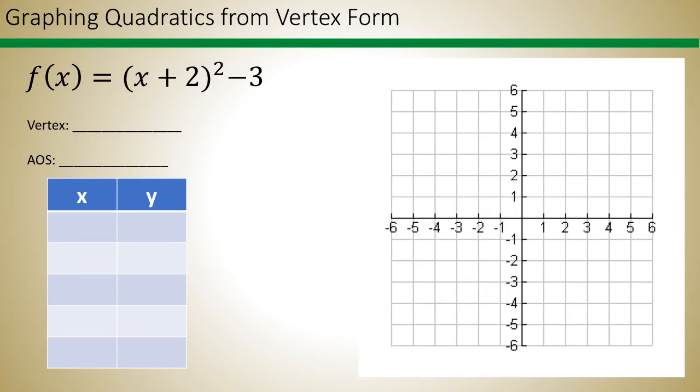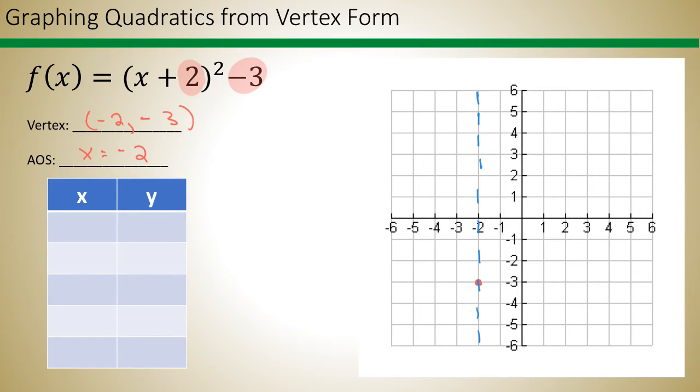So first thing, let's find the vertex. So vertex is going to come from here and here. So our vertex here would be -2, -3. Okay. Axis of symmetry is just X is equal to negative 2. So let's go ahead and plot that. Negative 2, negative 3 is going to be right here. And then our axis of symmetry is going to be a vertical line that goes through that vertex. So you can see it there.